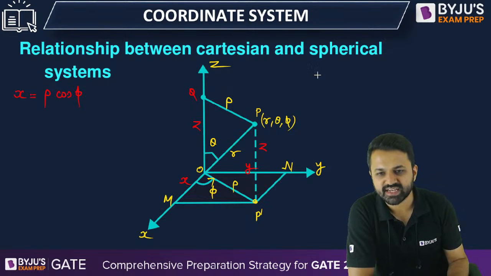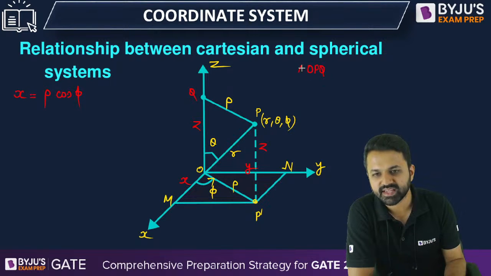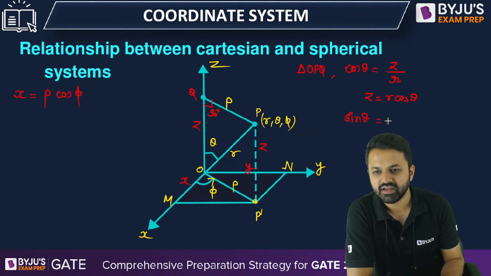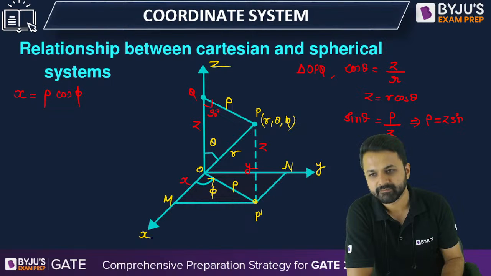In this triangle OPQ, when I write cos theta, this is the base, this is the 90 degree, and this is the hypotenuse, so this is z upon r. So we can say that z is equal to r cos theta. But when I write sine theta, that is the height, which is rho, and the hypotenuse is r.